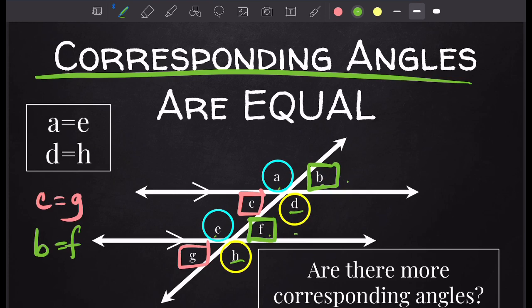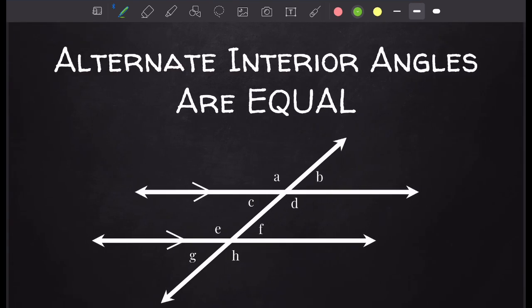Okay? The next type of transversal angle would be alternate interior angles. Okay. Alternate means, if this is the transversal, alternate means one angle, that's the symbol for angle, one angle is on one side and the other angle is on the other side. So that's what alternate means. One angle has to be on the left side, the other angle needs to be on the right side.